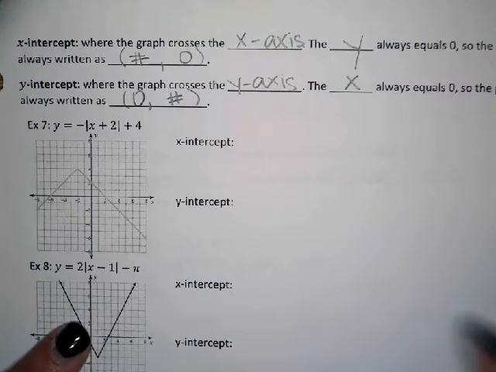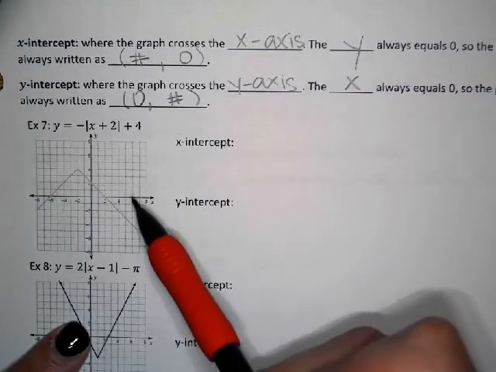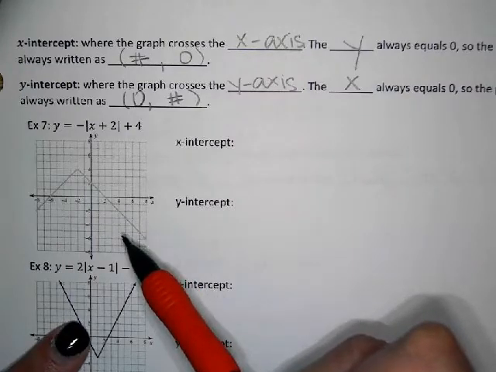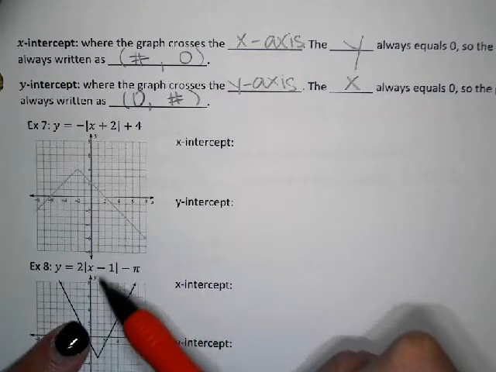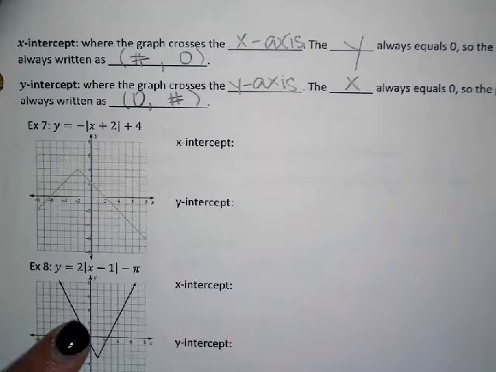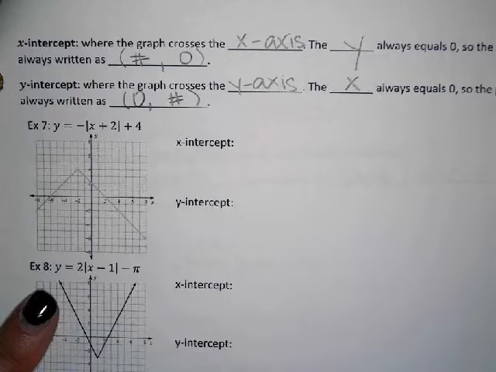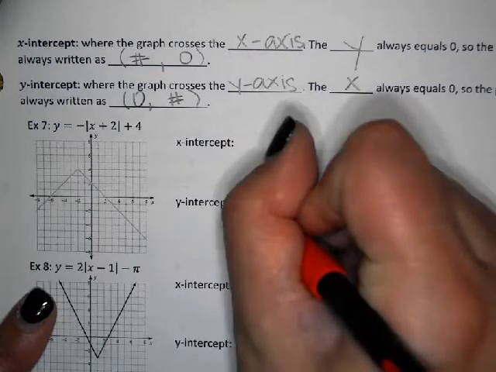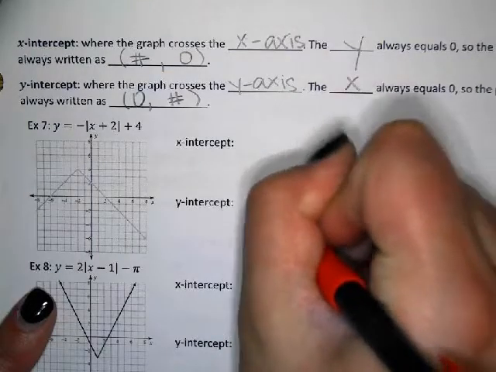So if you guys look at example 7, can you tell what the X-intercepts are and what the Y-intercept is? What are they? What do you guys see? Okay, so Y-intercept is 2, so we're going to write 0, comma 2. That's the Y-intercept.